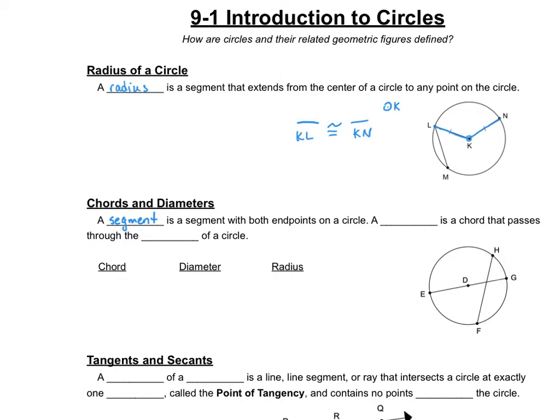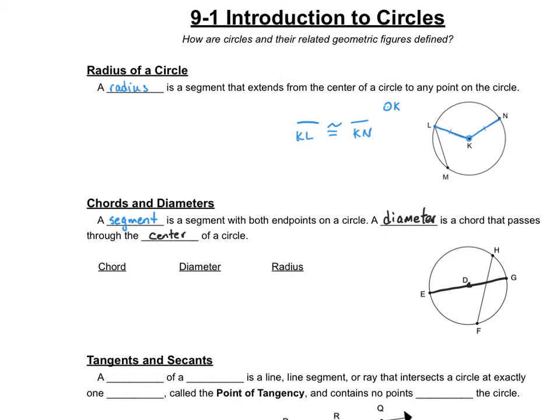And then we have a blank is a chord that passes through the blank of a circle. Could that be a diameter? All right, look at this. We have EG passes through the center of a circle, which we've learned in the past is going to be a diameter. So it's a chord that passes through the center of the circle.